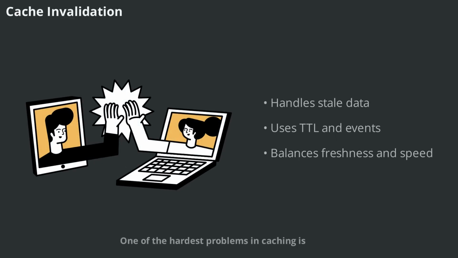One of the hardest problems in caching is invalidation, deciding when to remove or update cached data. If data changes but the cache isn't updated, users may see stale information. Strategies like time-to-live (TTL), manual invalidation, or event-driven updates help keep caches accurate. Balancing freshness and performance is key to effective caching.